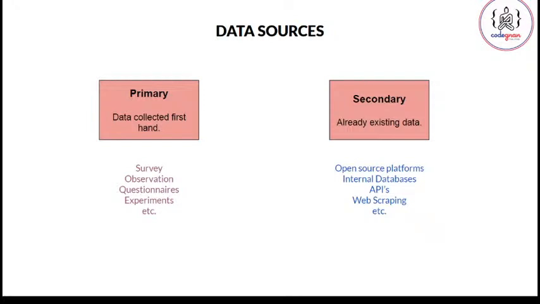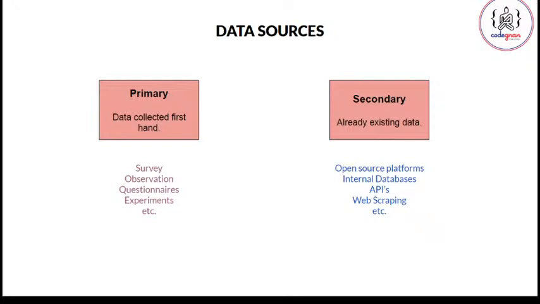Now why does it fall in the secondary category? Can anyone tell me or reflect on something? Why are we going to scrape this data all by ourselves, right? Then why are we putting this in secondary sources?